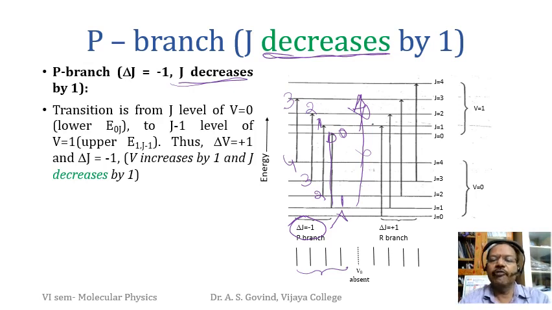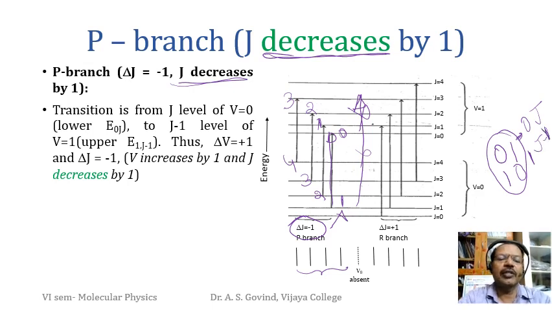Now notice that V0 J1, that is this level, goes to V1 J0. This is the transition. So that way it is going from 0, J, the lower level is 0 and any J, and higher level is 1 and J minus 1. So this is the way we have taken. So that is what is explained here. It goes from 0, J to 1 and J minus 1.